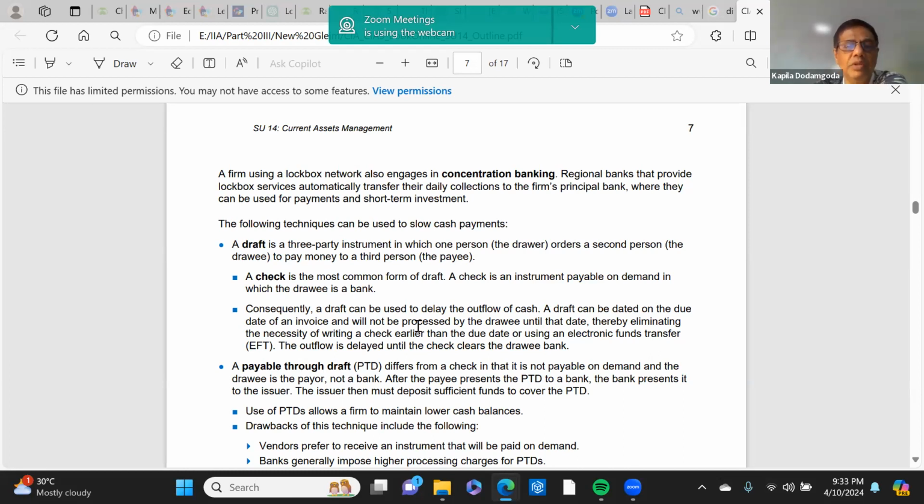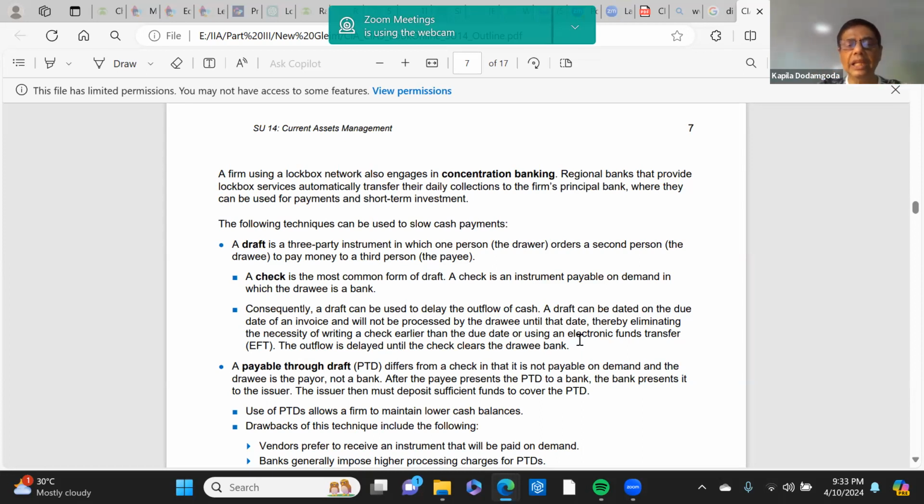Consequently, a draft can be used to delay the outflow of cash. A draft can be dated on the due date of an invoice and will not be processed by a drawee until that date. So there's a due date, and even though you give it to the drawee, they may not be processing it until the due date has come, right? Thereby eliminating the necessity of writing a check earlier than the due date. So you give it to the drawee with the due date, so you don't have to give it in advance. So you are saving that.